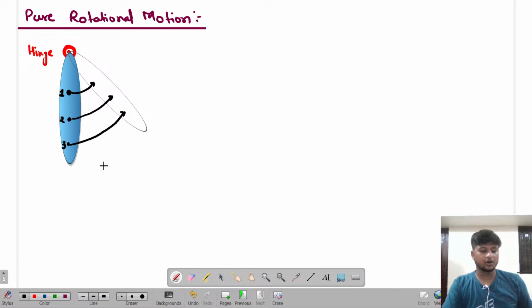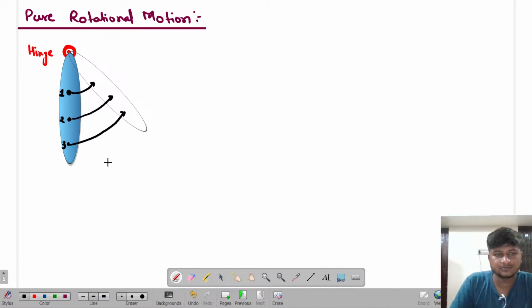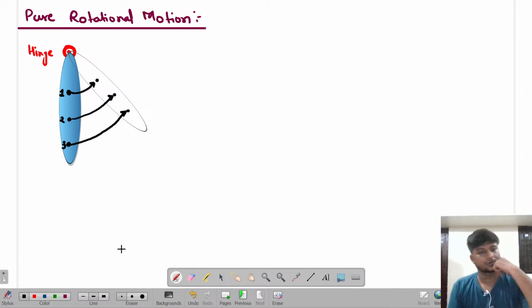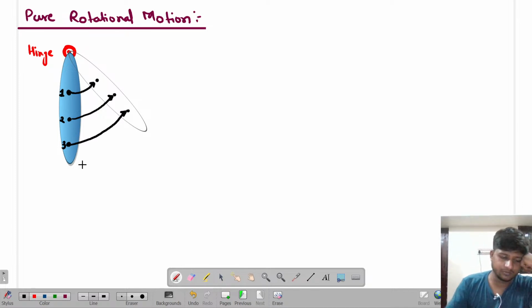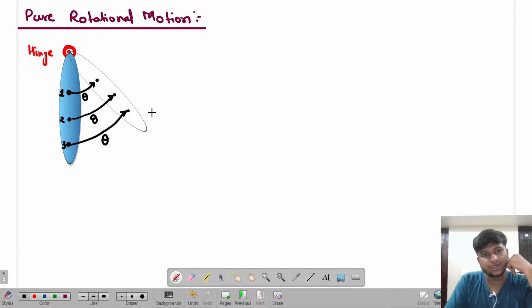What is common in all these particles? What is common in all these points? The path is not the same, but you see, is the angle made with the vertical the same for all of them or not? Then we call it a pure rotational motion. Of course, we know that the path is not the same, so it is not a translational motion. But which motion is it?